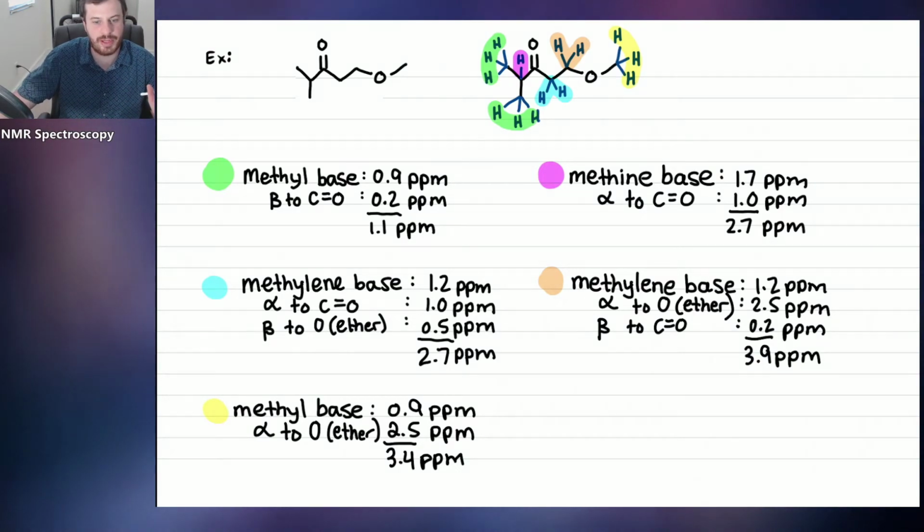Okay, just one more thing I want to talk about today, and then we will continue with our NMR discussion next week. The next thing I want to talk about today is something called anisotropy. Anisotropy is when nearby pi electrons create a significant induced magnetic field.